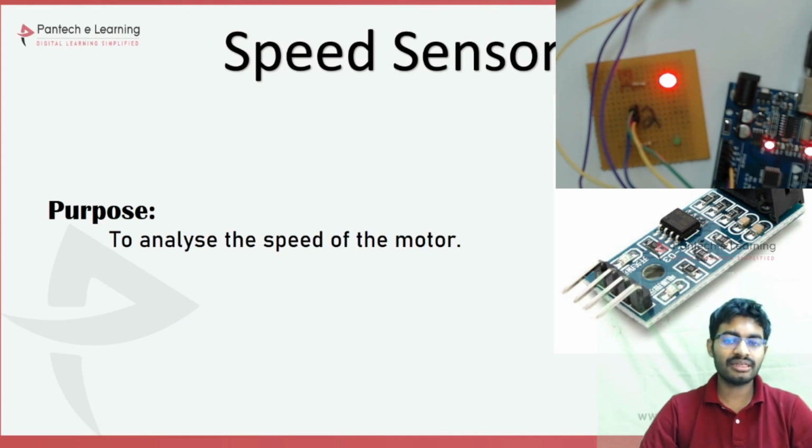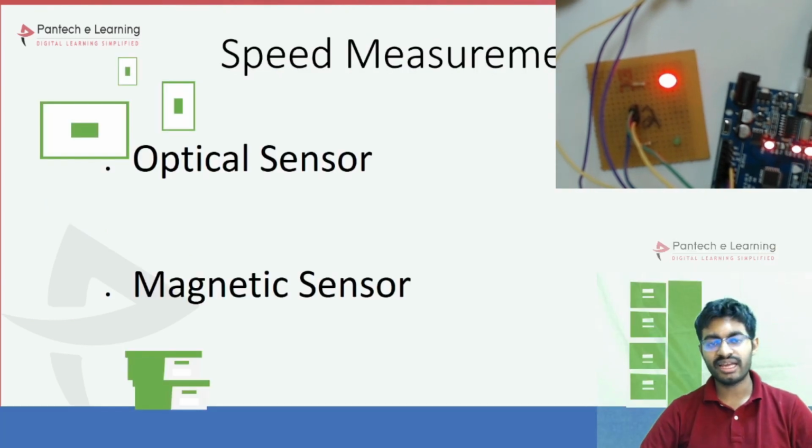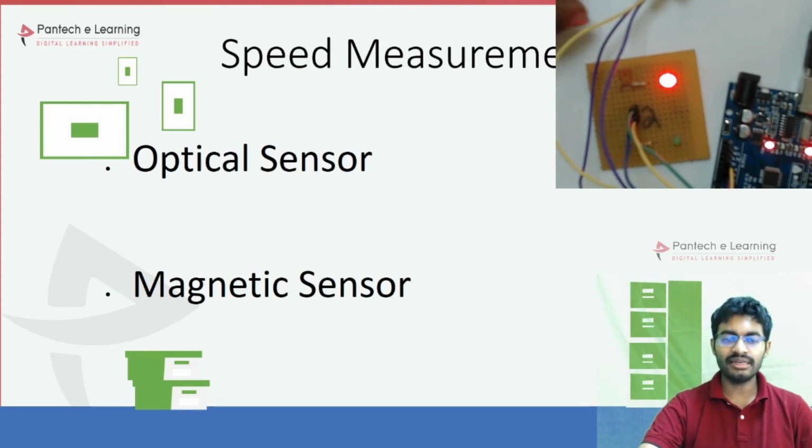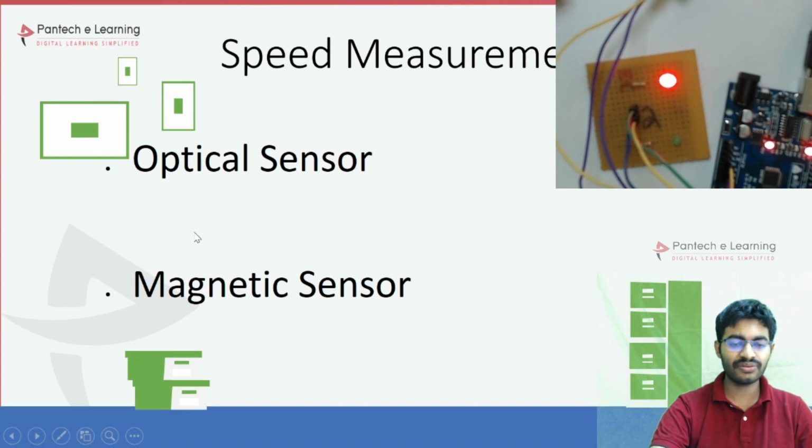So how and why is that sensor used, and what types of sensors are available to measure speed? Inside the speed sensor we have two types: one is optical and the other is magnetic sensor. When we go for a digital purpose, we call it an optical sensor. If we go for an analog basis, coupling, or motion detection, we call it a magnetic sensor.